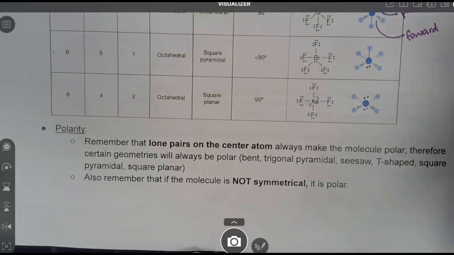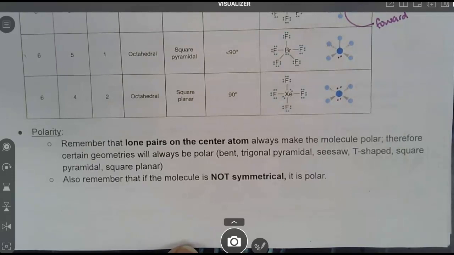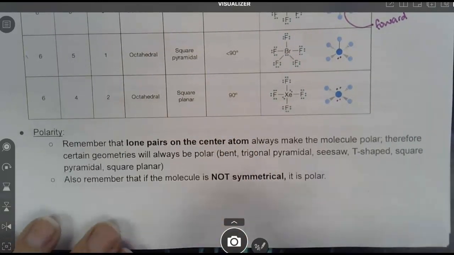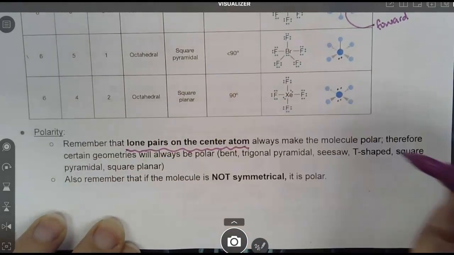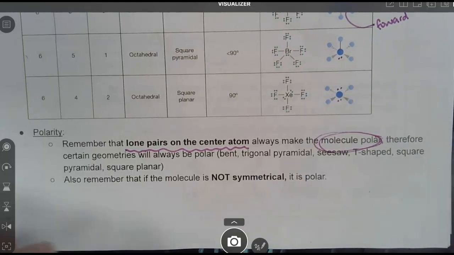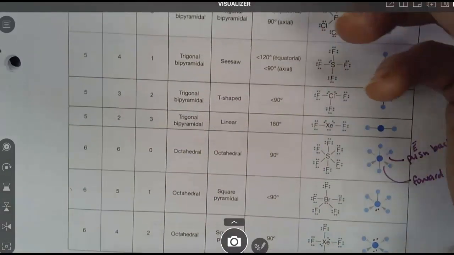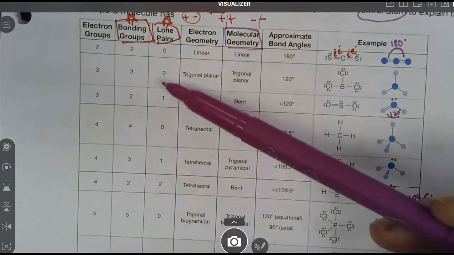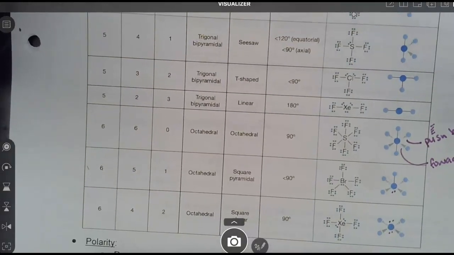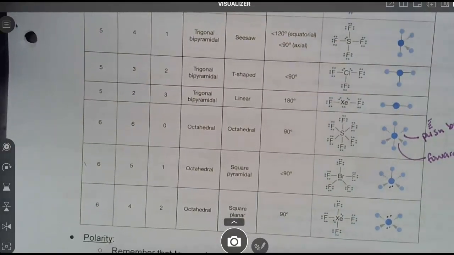As a reminder, we've talked about it, and just to refresh all of you on it, we always look at 2 things to figure out if it's polar. Are there lone pairs on the central atom? That will always make a molecule polar, every single time. And there are some shapes that just always have lone pairs on the center, right? Any of them that don't have a 0 here in our lone pairs column. And that's a lot of them. I'm not going to count them all, but all of these that don't have 0s in this lone pair column are automatically going to be polar because they have those lone pairs on the central atom.